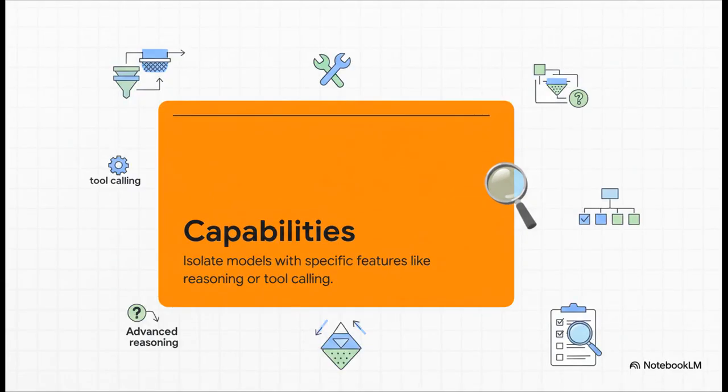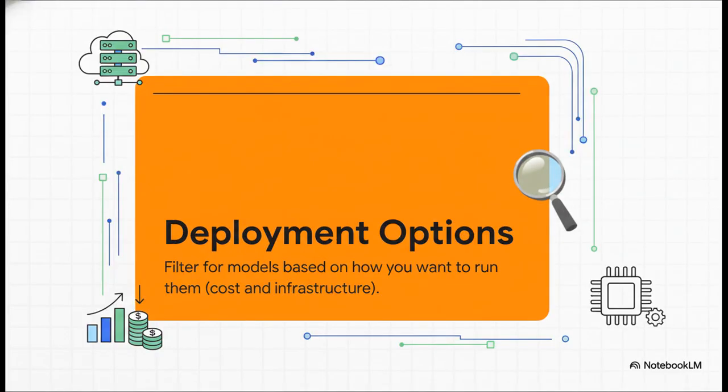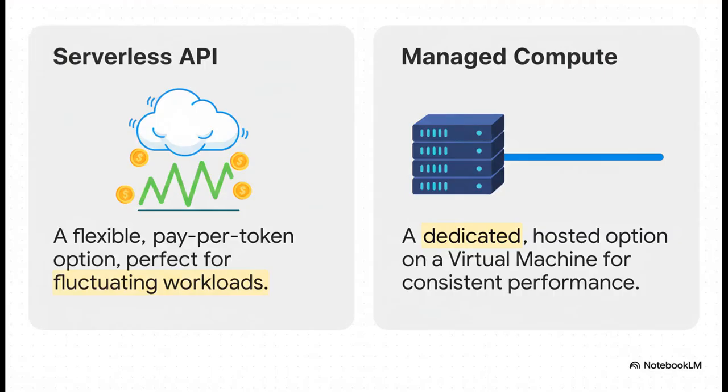Next, we have capabilities. And this is where things get really fun. Are you building something that needs to talk to other software? Well, filter for tool calling. Need a model that can chew on really complex, multi-step problems? Then you want to filter for advanced reasoning. This lets you shop for the exact skills you need, not just a brand name. Now for a super practical one, deployment options. How you're actually going to run the model has a huge effect on your costs and your whole setup. It's so important to figure out what's going to work for your architecture before you fall in love with a particular model. And this breaks down the two main choices you have.